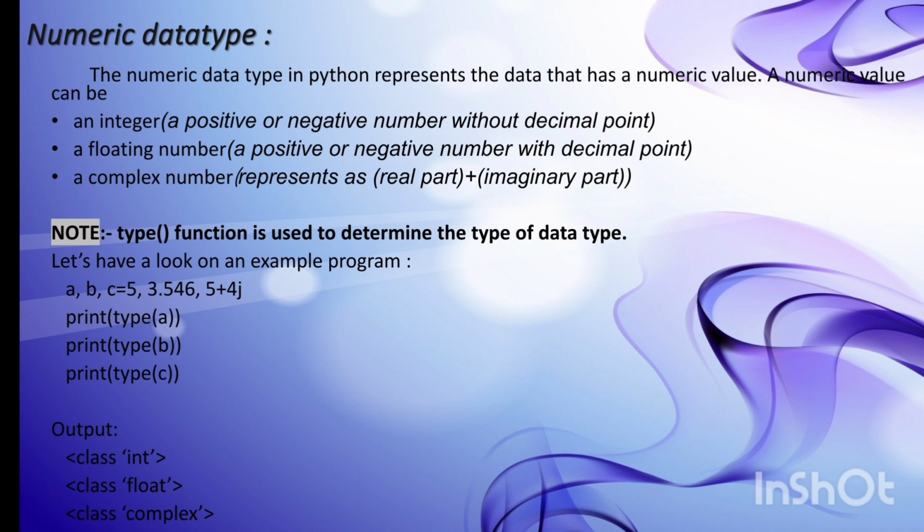Let us take a, b, c equal to 5, 3.546, 5 plus 4j. Then print the type of a, type of b and type of c. Let us see the output of the type of a, b, c. Now type of a is int and type of b is float and type of c is complex.